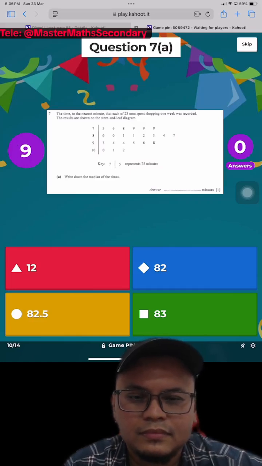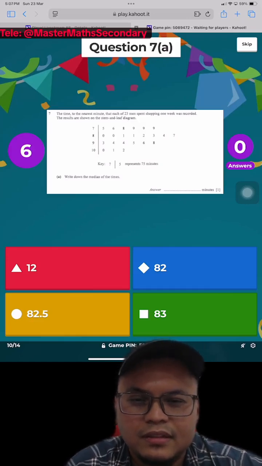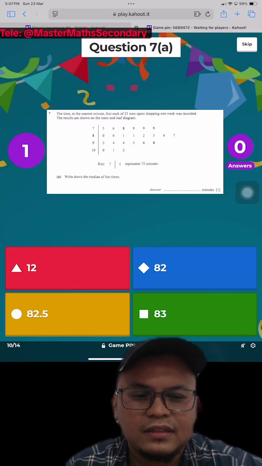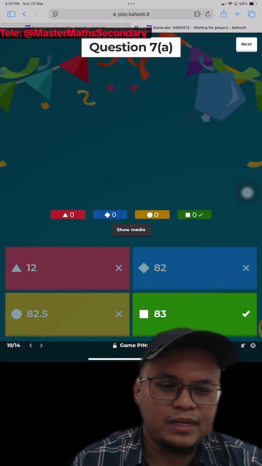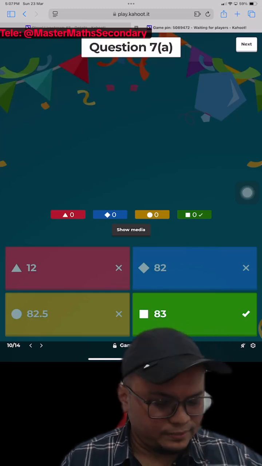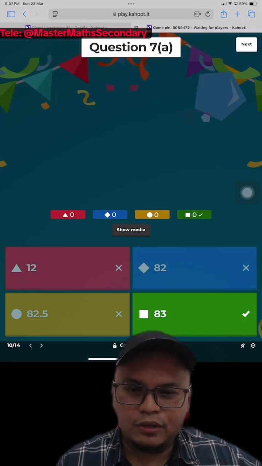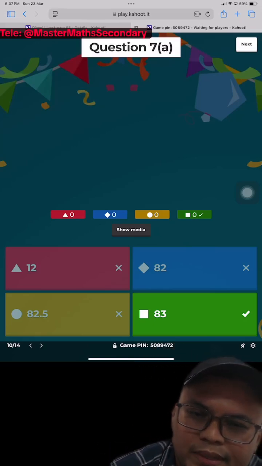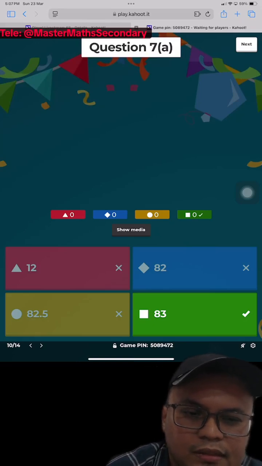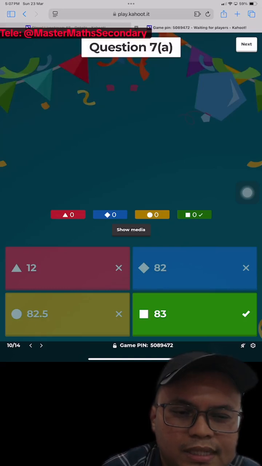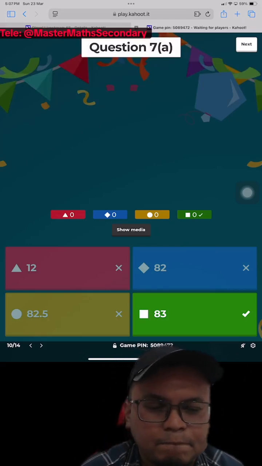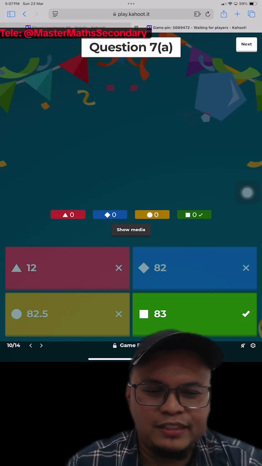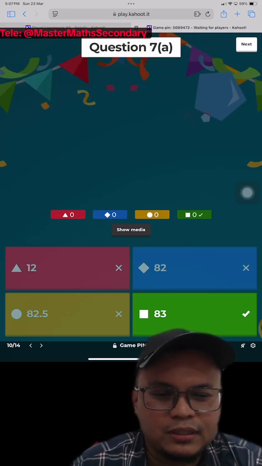Everyone disconnected. Oh no. We don't have any answers. It has ended. No one is answering. Can you guys go and enter the game pin one more time? For the last few questions, it says ended. Oh dear. I really cannot help you. I also have no reason, because I think towards the end I didn't change anything.